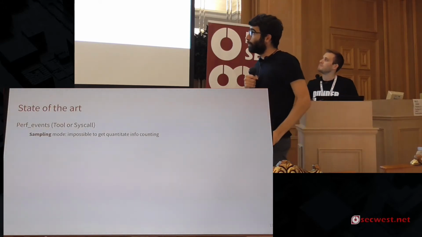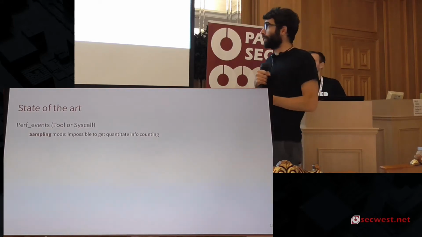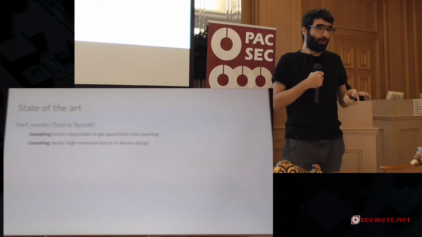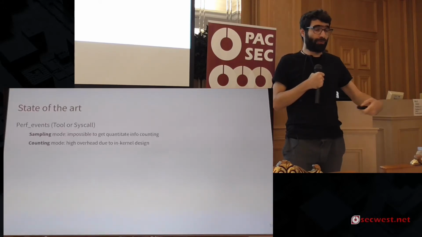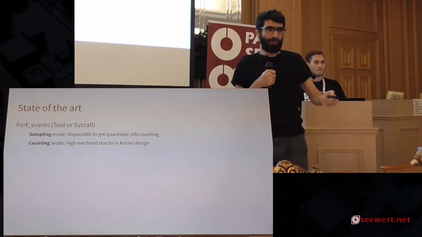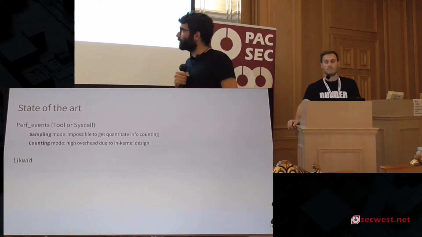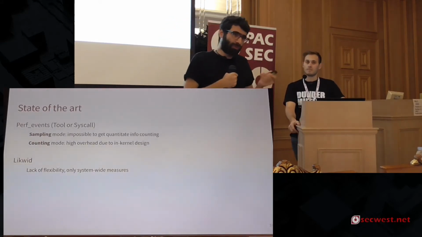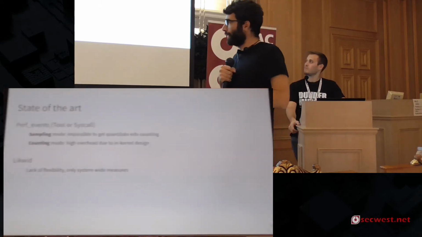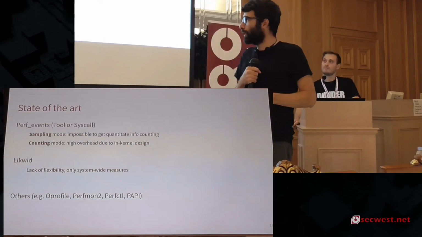The first one is the sampling mode, which is not very precise, so it fails the accuracy requirement. And the second one is the counting mode, which unfortunately poses too much overhead, so it disturbs the execution too much because it's basically performed in the kernel and this messes up the measurements that we get. There are other tools. There's LIKWID, for instance, but it performs system-wide measurements instead of process-based measurements, which is what we need. And also others which suffer from similar problems.